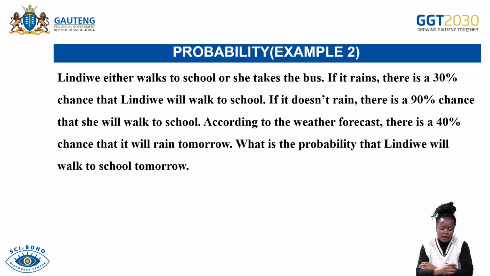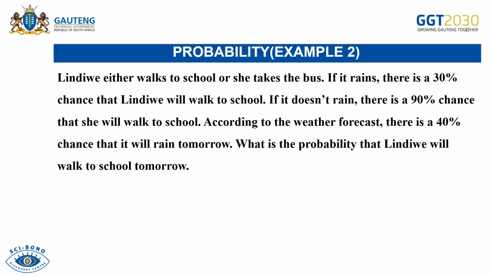So please do this one for 3 minutes. I'll give you 3 minutes. It's 14:19, so exactly at 14:21, you should be done. You do the tree diagram and you also do the question. You answer the question of what is the probability that Lindiwe will walk to school tomorrow.